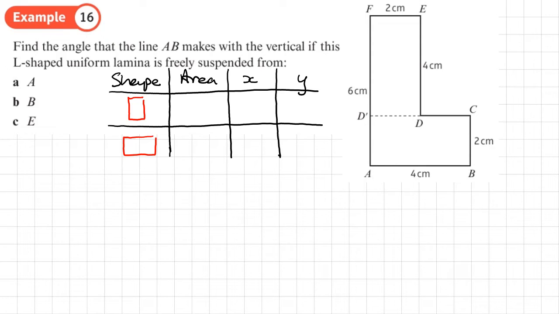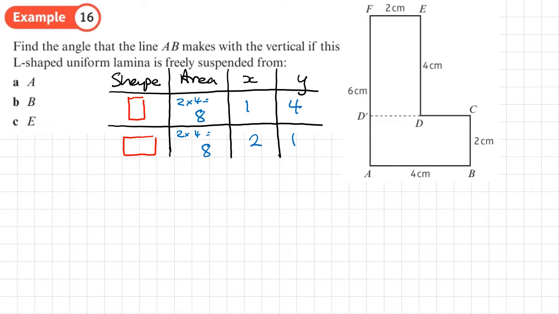Start with the upper rectangle, which has an area of 8. And the bottom rectangle also has an area of 8. For the upper rectangle up here, its center of mass is going to be 1 across, and then 2 up here, and then another 2 up. So it's going to be 1, 4. So 1 across, 4 up. For the lower rectangle, its center of mass is going to be 2 across and 1 up. So 2, 1.